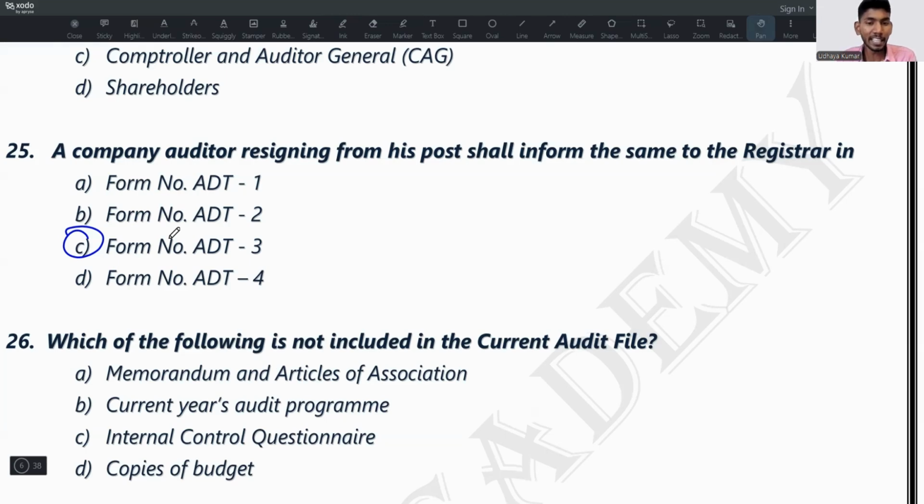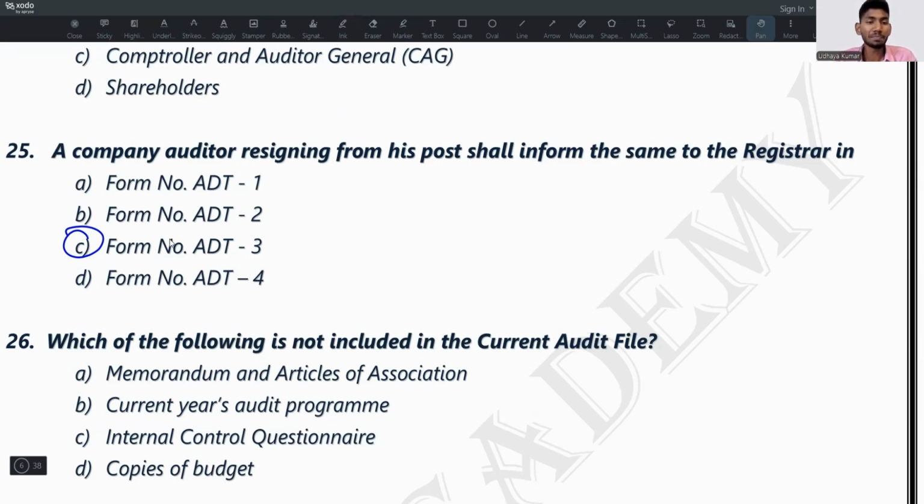Whereas form number ADT 3 is used when there is a resignation of an auditor. In ADT 3, the resigning auditor will indicate the reasons and other facts. From the date of resignation, within 30 days, this form must be filed. Form number ADT 4 is the form where a report is made to the central government regarding any fraud by an officer or employee. If an auditor finds any fraud by an officer or employee, it will be reported to the central government using form ADT 4. Here we have revised all these forms. You must remember all these forms during your exam time so that you can easily answer the questions.